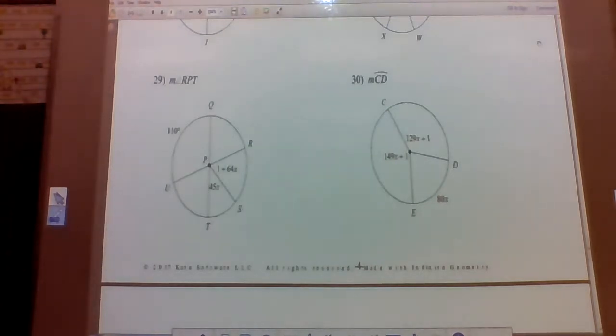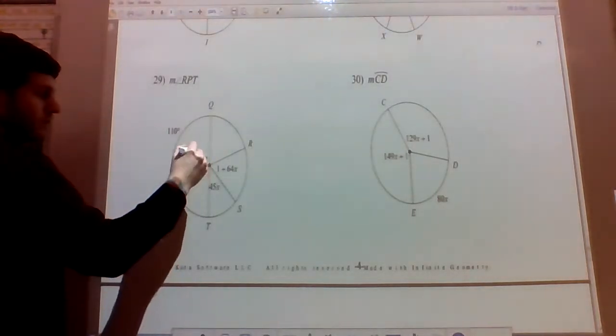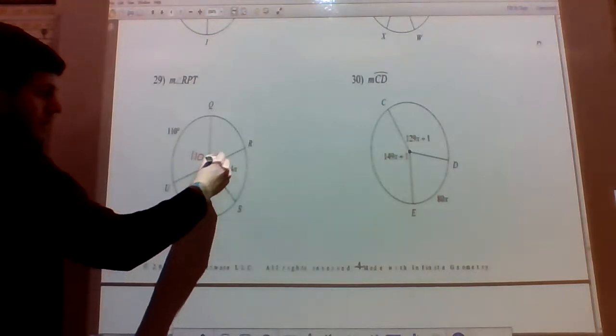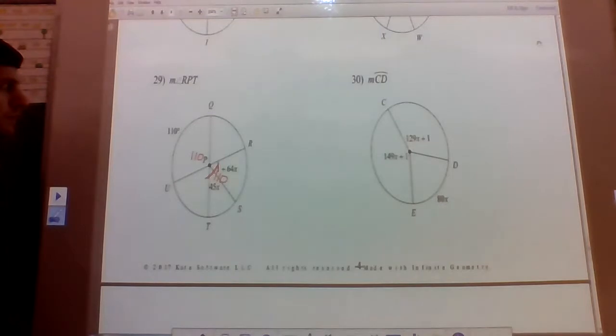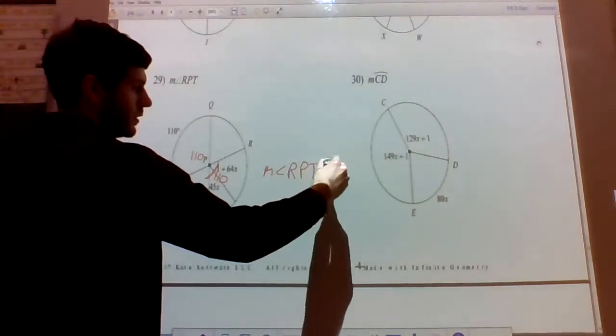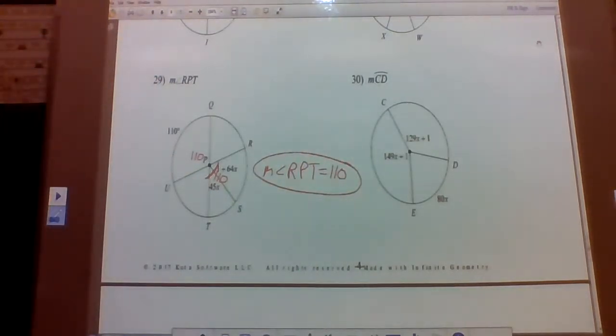Want the measure of angle RPT. Okay, we want to find x first, though. So if this arc is 110, this inside angle here is also going to be 110. So this is vertical, so this angle here is also going to be 110. So the measure of angle RPT is going to be 110. Didn't even need to find x there.